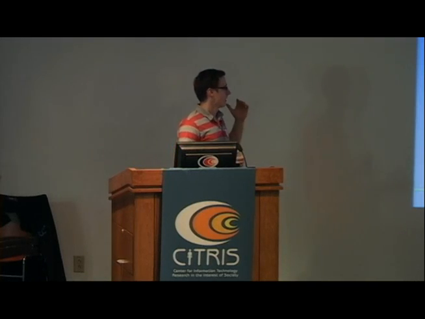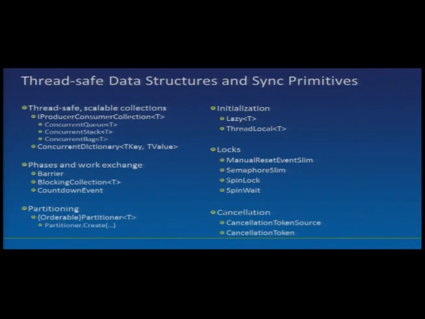And ThreadLocal of T is a container that holds a different value for every thread. So if you want to have a counter where every thread has its own value, you can just use ThreadLocal of T and access it from multiple threads, and each thread will see its own value. And the last thing that I'll mention on this slide is the cancellation support using CancellationTokenSource and CancellationToken. And I showed you how those work earlier in my TPL demo.